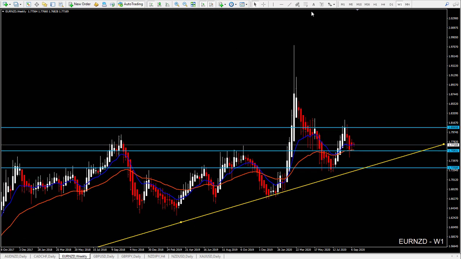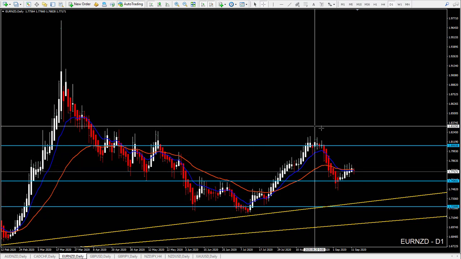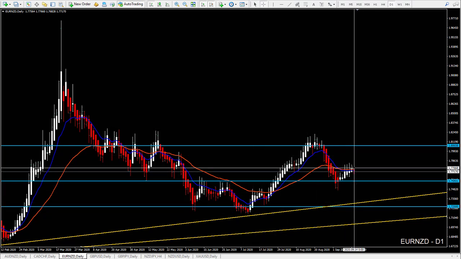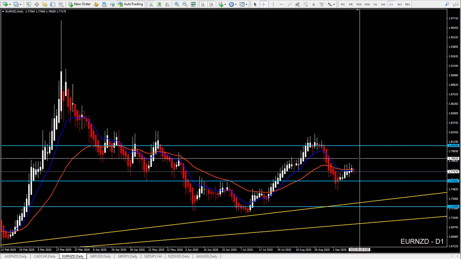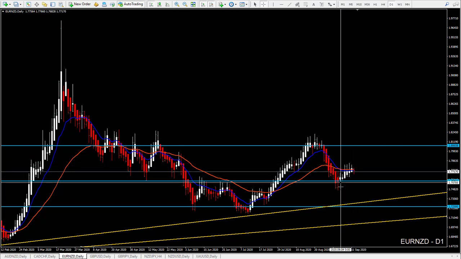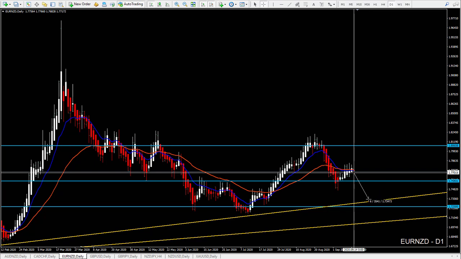Closer, we have this trend line here. So we go to the daily chart, and on the daily, this is the situation. Yes, the weekly is pointing up, the daily is pointing down. And what we should do, we can still trade in both directions, also short entries, because there is still a chance that price will go down.